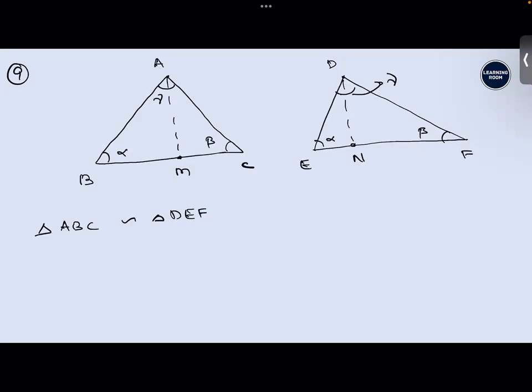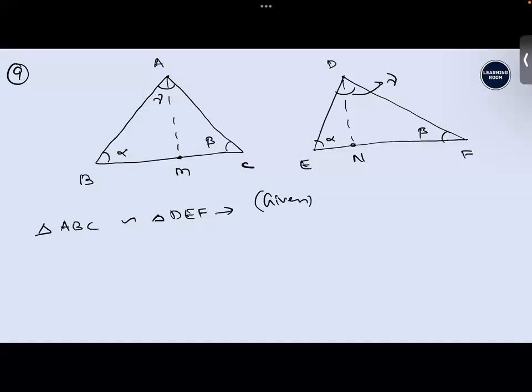Any suggestions? So what is given? Any suggestions? This is given already, right? ABC is similar to triangle DEF because I told you two similar triangles are given. Your job is to drop an altitude. If you drop an altitude, then you prove that the ratio of areas of these two triangles is the square of their altitudes.